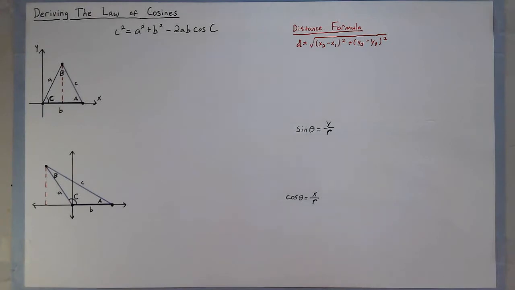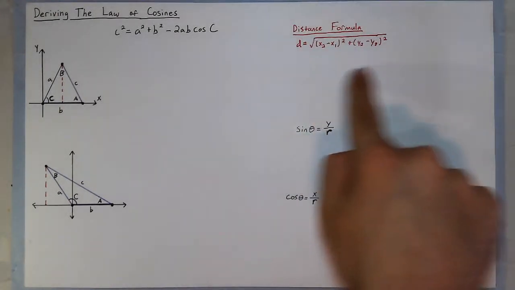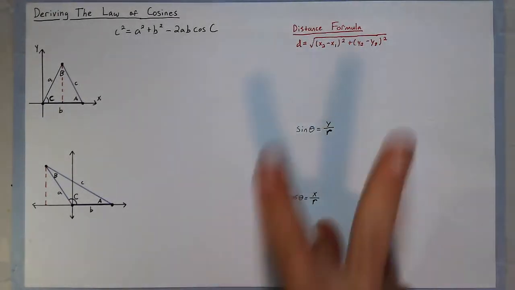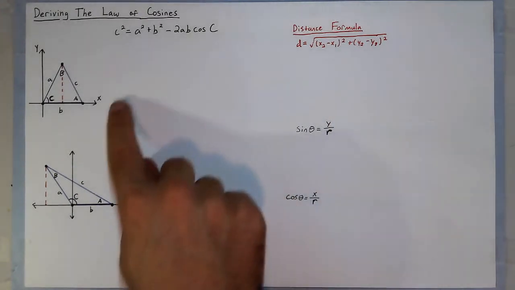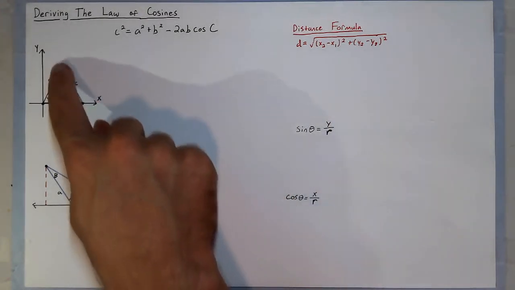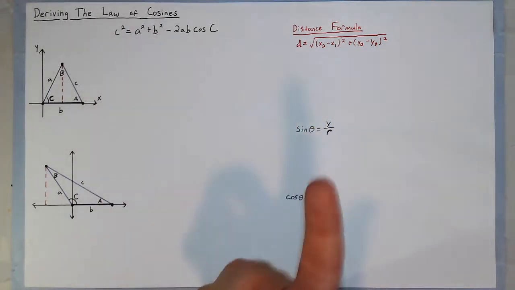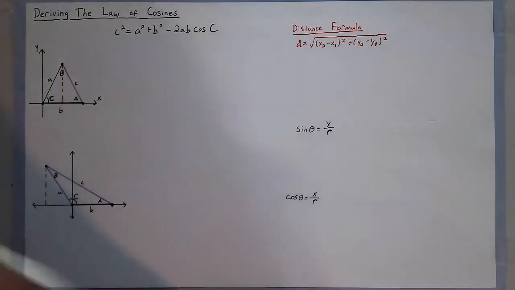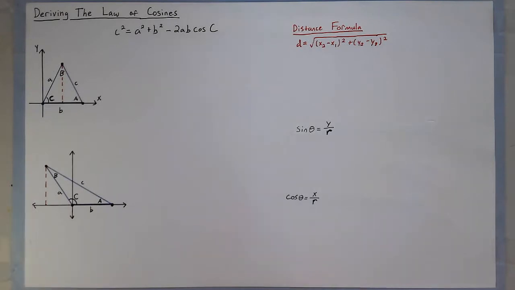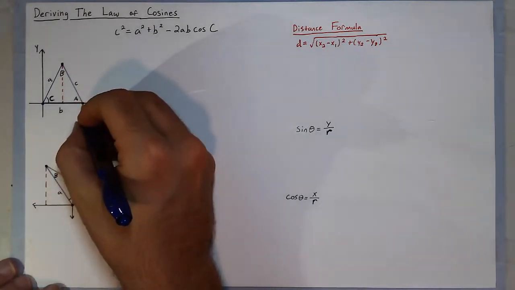In order to derive this, we're actually going to use the distance formula to find the distance between 2 points. Ideally, the distance between the 2 points that make up the side C, so we can just replace D with C. So I need to first find those 2 points. The first one's easy to find.